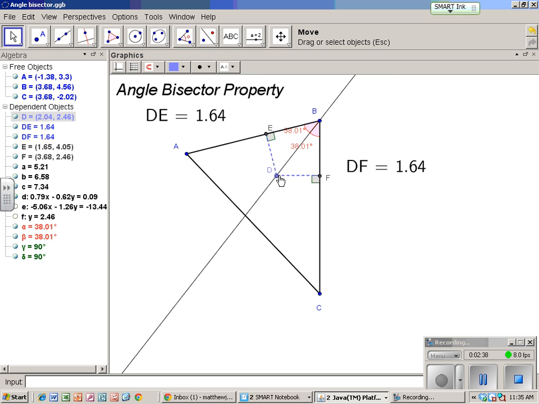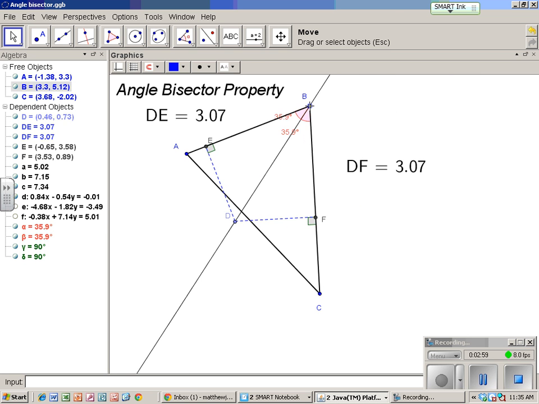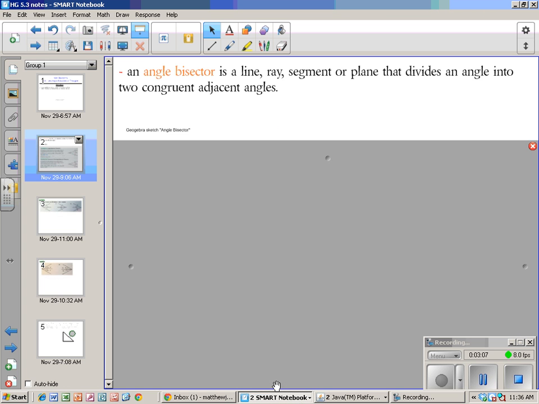So this point D, wherever it is on the angle bisector, it is always the same distance away from the sides of the angle that is being bisected. It doesn't matter where we move it, that point is always the same distance away from the two sides of the angle. That's the deal here. That's the angle bisector. So let's go back to the notes.